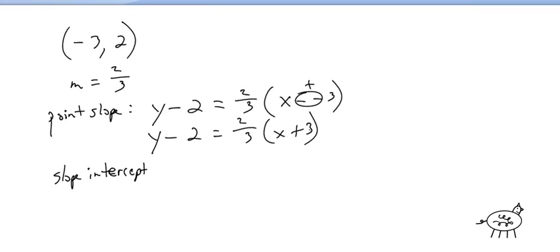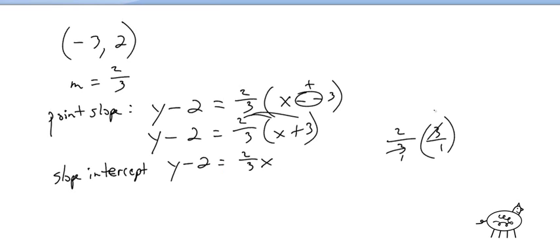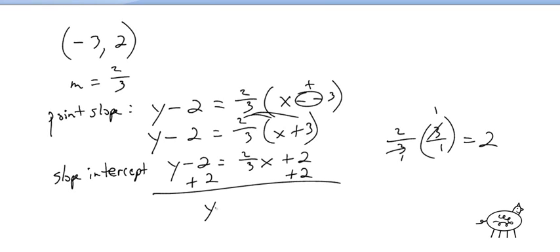Slope intercept is just solving for y. So y minus 2 equals 2/3 x, and distribute: 2/3 times 3/1, the 3's cancel, and we get just 2. So 2/3 x plus 2. We add 2 to both sides. So y equals 2/3 x plus 4.